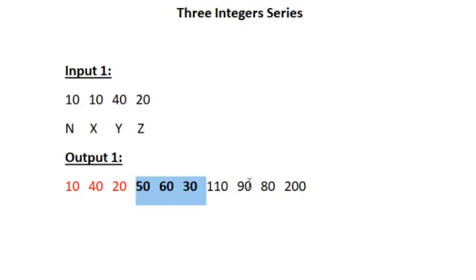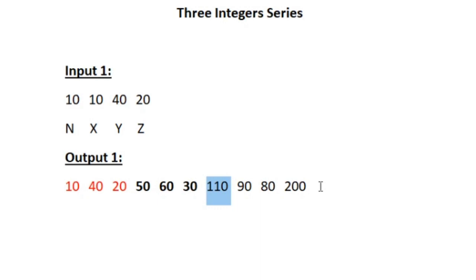So we have formed the next 3 integers using the values of x, y, and z. This is how our series is formed. Using every 3 integers, we form the next 3 integers, and using the newly formed 3 integers, we form the next 3 integers. Now, using the values 50, 60, and 30, we are going to form the next 3 integers, which are 110, 90, and 80.